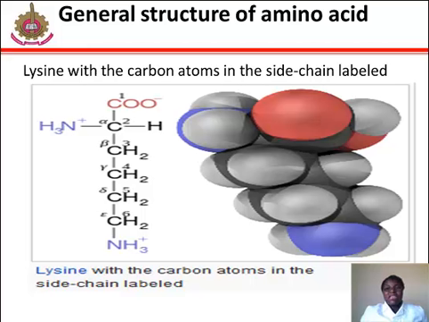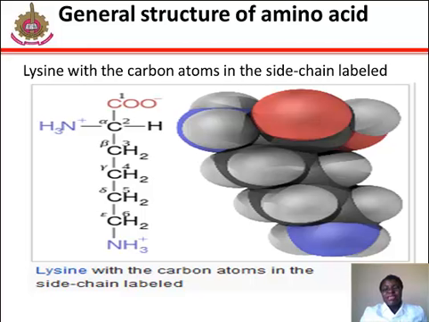Looking at the general structure of an amino acid, in the structure shown on your screen, the side chain is specific to each amino acid. The carbon atom next to the carboxyl group is called the alpha carbon, and amino acids with a side chain bonded to this carbon are referred to as alpha amino acids. These are the most common form found in nature. In the alpha amino acids, the alpha carbon is a chiral carbon atom, with the exception of glycine.